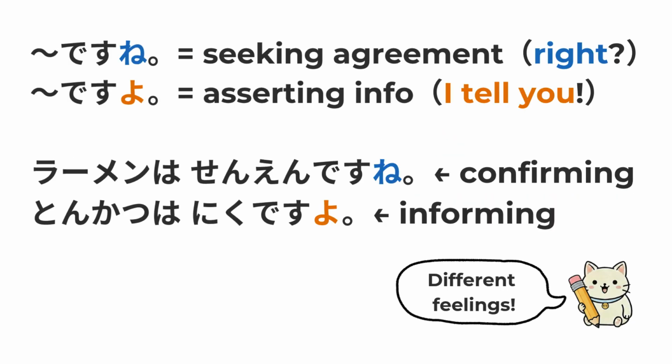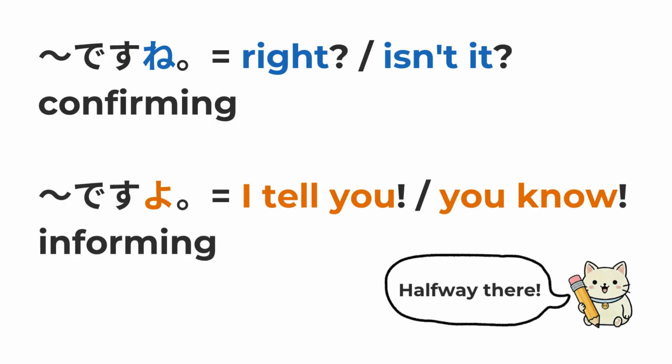Let's compare na and yo. Na is used when you want to confirm or seek agreement, you already think you know the answer. Yo is used when you want to inform the listener of something they may not know. Let's review. Add na when you want to confirm something, right? Add yo when you want to inform someone of something, I tell you.